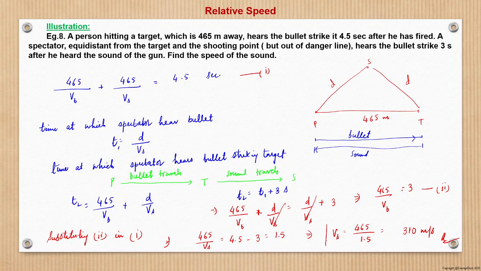Right. So just the movement of the respective items, either the bullet or the sound, we needed to consider here. Which person is hearing what, and which sound. Is it the sound of the gun, or the sound of the bullet striking the target, right? If we can differentiate those two things, then we'll be able to solve the questions. Otherwise, it's just the time, speed, distance equation that we did. So hope this was clear enough.